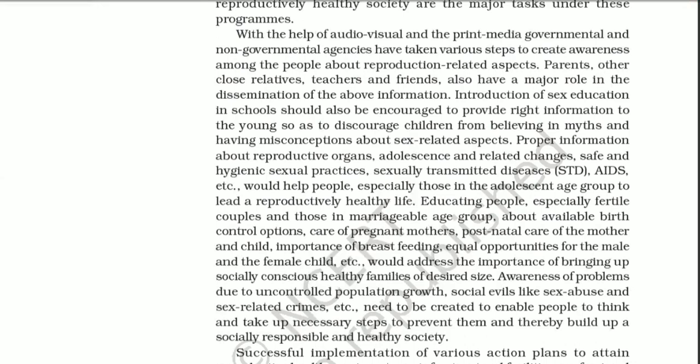With the help of audiovisual and the print media, governmental and non-governmental agencies have taken various steps to create awareness among the people about reproduction related aspects. Parents, other close relatives, teachers, and friends also have a major role in the dissemination of the above information. Introduction of sex education in schools should also be encouraged to provide right information to the young so as to discourage children from believing in myths and having misconceptions about sex related aspects.